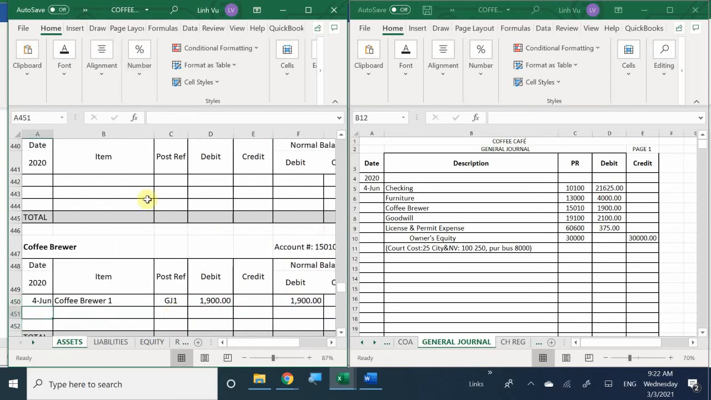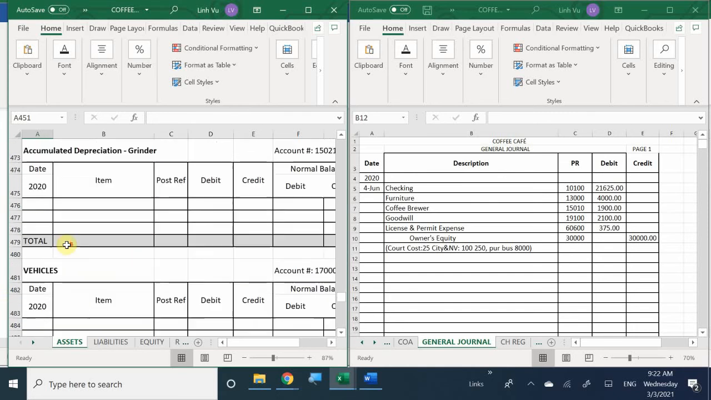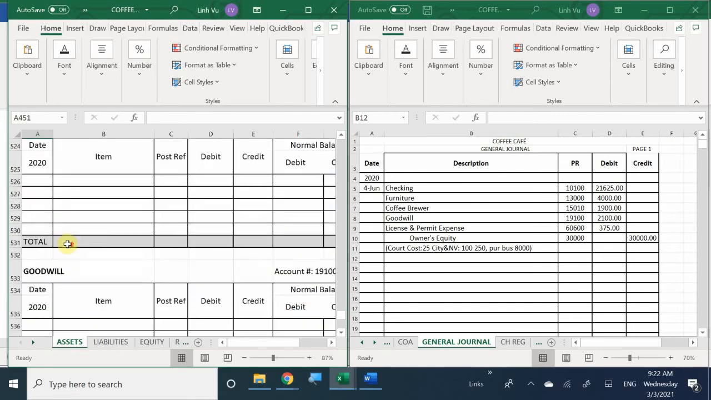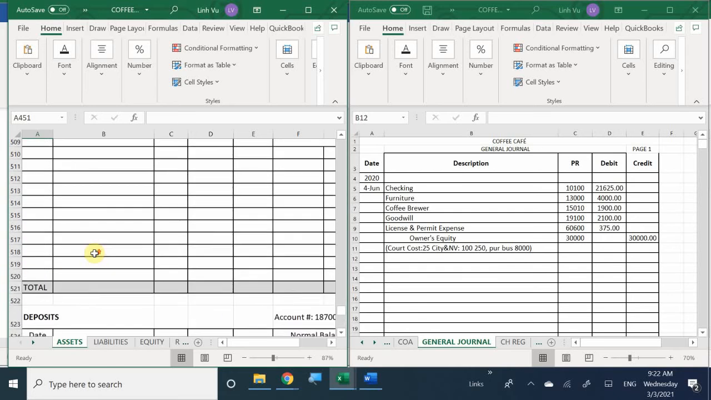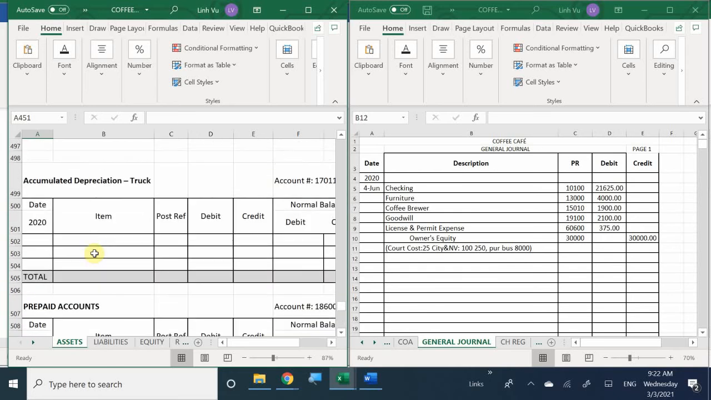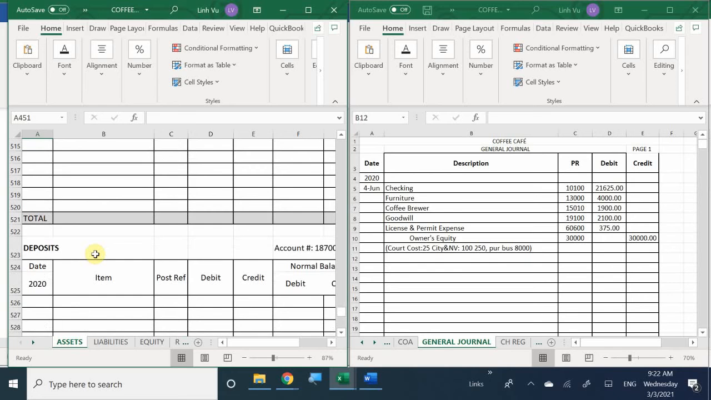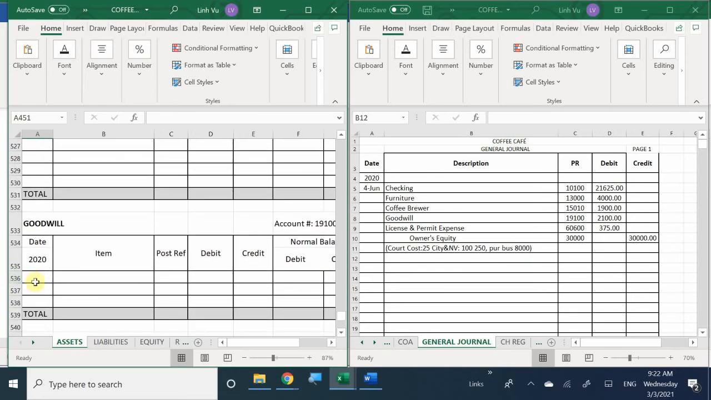All right. Now that I've completed my coffee brewer, now I'm going to locate my goodwill. All of these I know for sure are assets, okay? Because again, I found them on the chart of accounts and they were all under assets. So I'm going to just keep scrolling down until I find it. Okay. So here's my goodwill. I'll keep going up. Prepaid accounts. Goodwill should be after deposits. There's my goodwill.